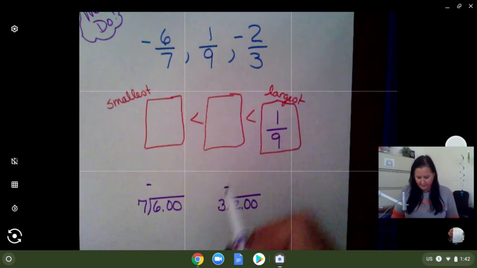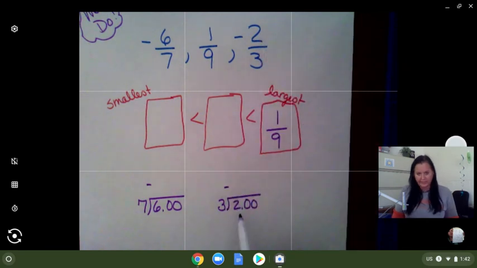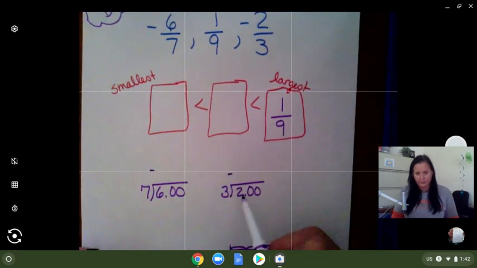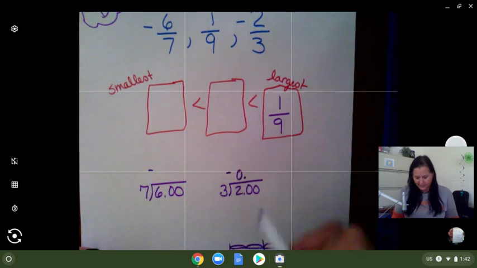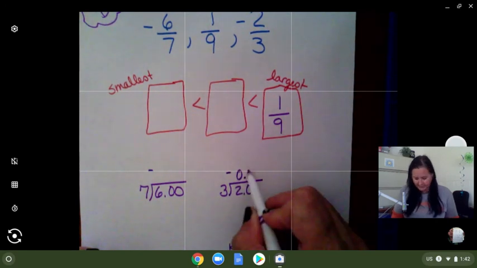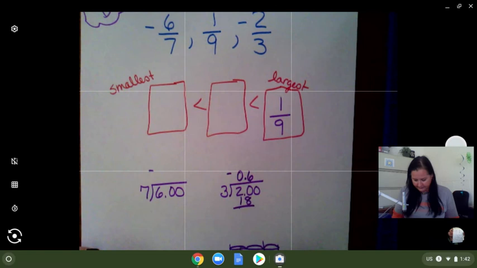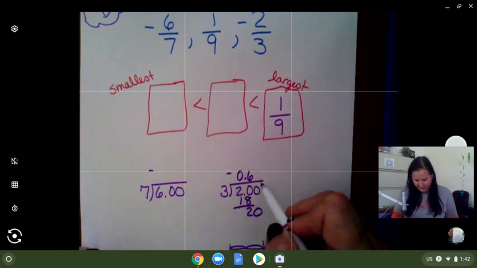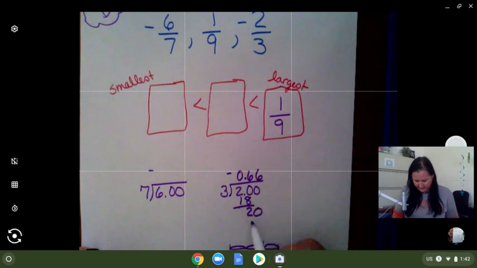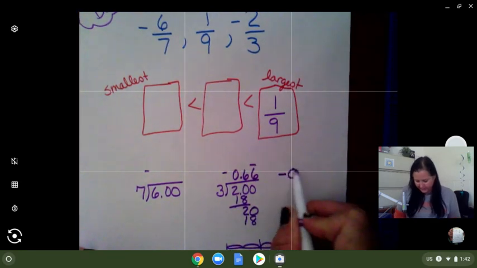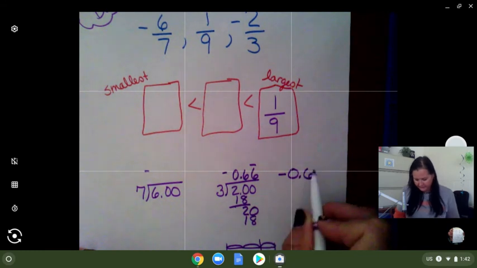So I stuck my 3 on the bottom and my numerator on the inside. 3 doesn't fit into 2, but it does fit into 20. 3 times 6 is 18. And I get 20 again, so I know 3 will go in there again 6 times. And that 6 is just going to keep repeating. So I get a negative 0.6 repeating.